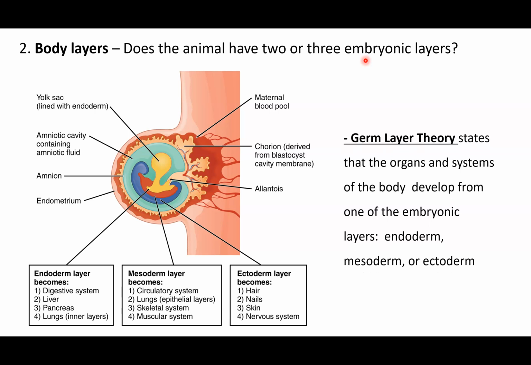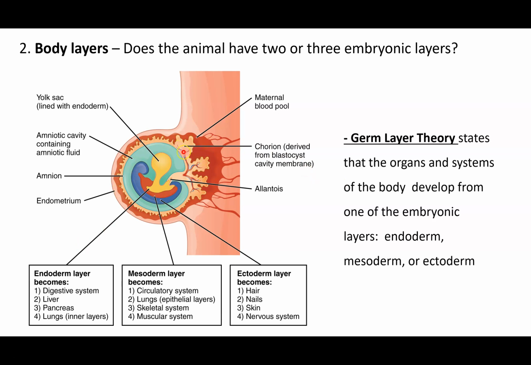So all organisms during their embryonic development, animals are thought to develop most of their parts from 3 specific layers. And this hypothesis, this theory, is called the germ layer theory. This germ layer theory states that the organs and systems of the body develop from one of the embryonic layers. So the layers are the endoderm, mesoderm, and ectoderm. These 3 layers form during the development of the embryo.